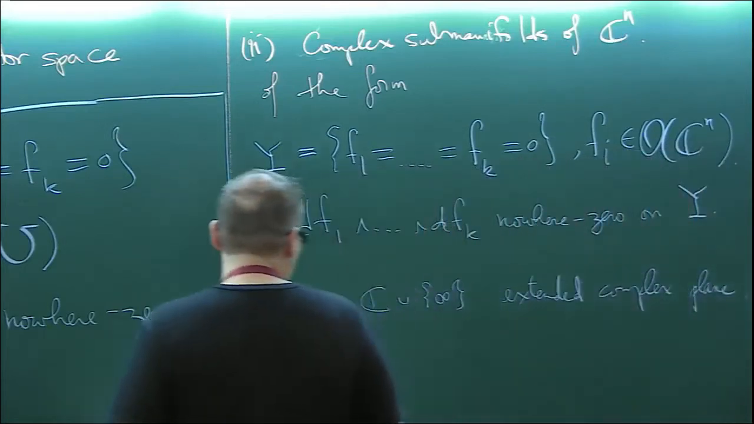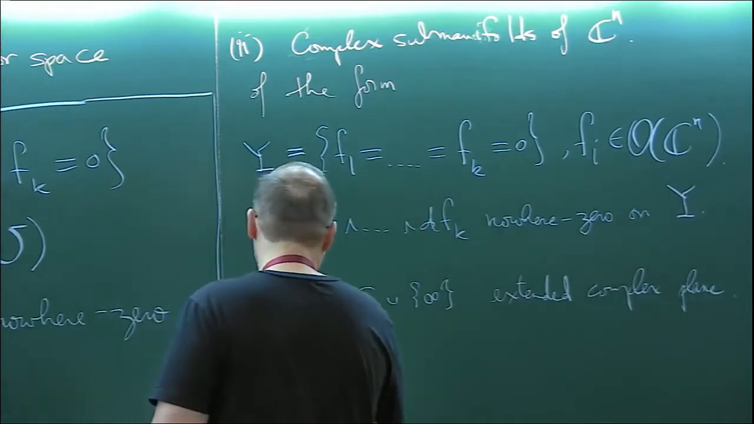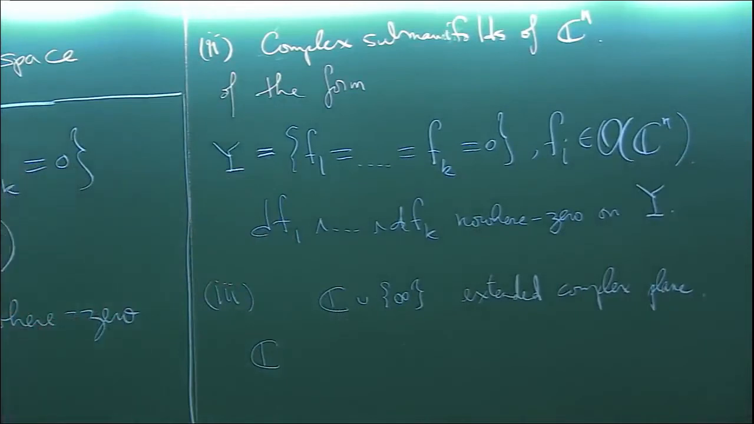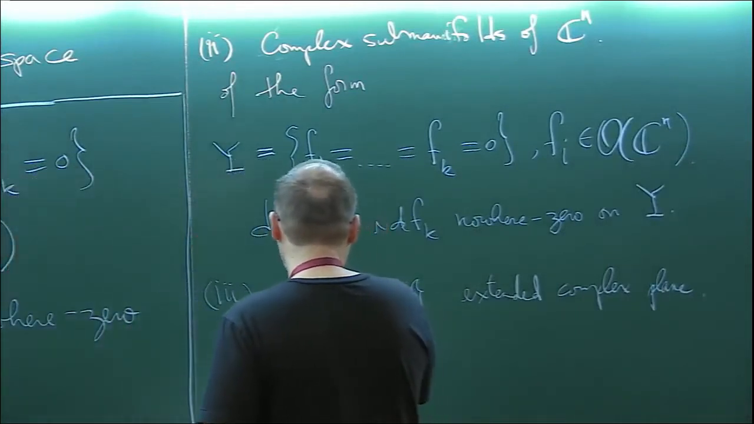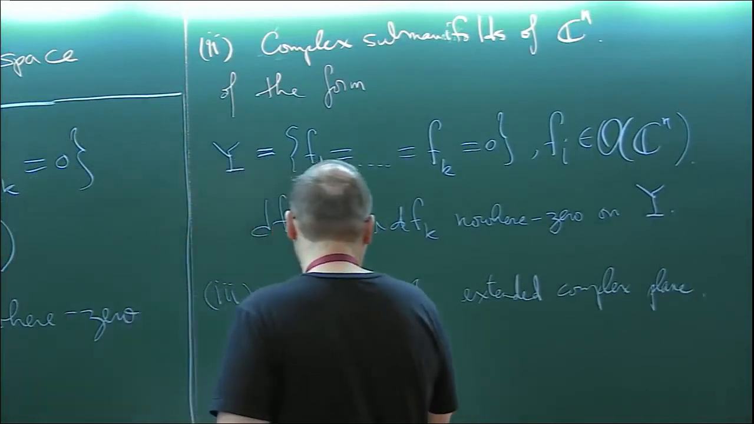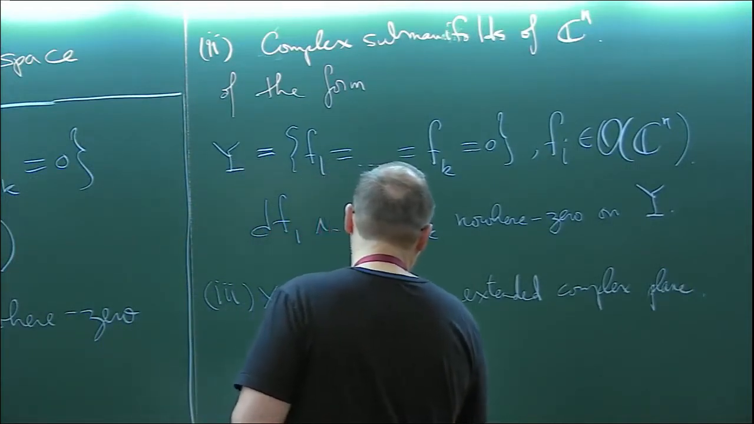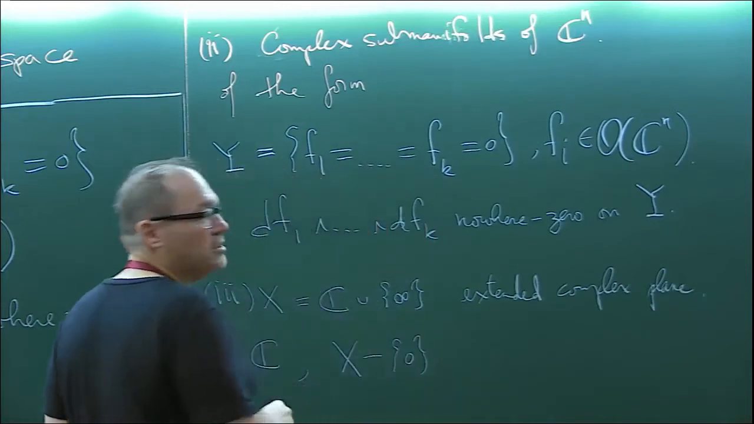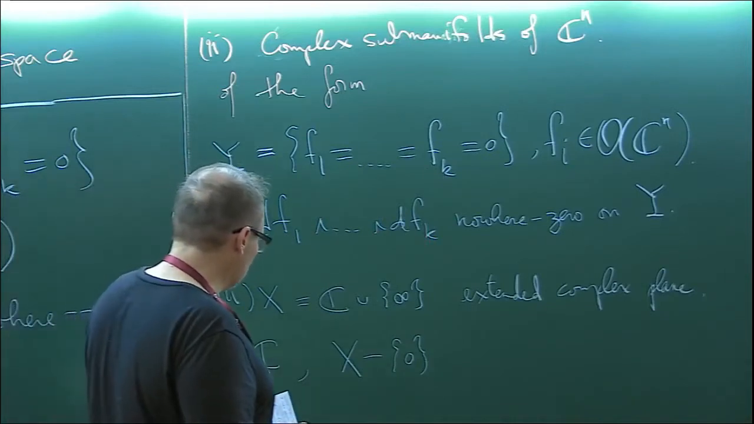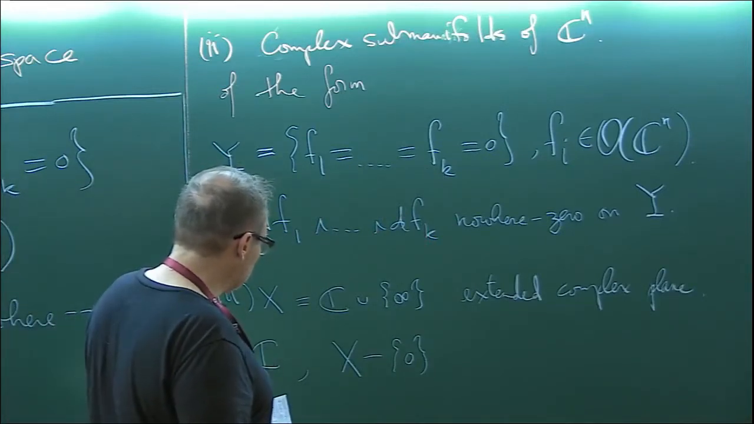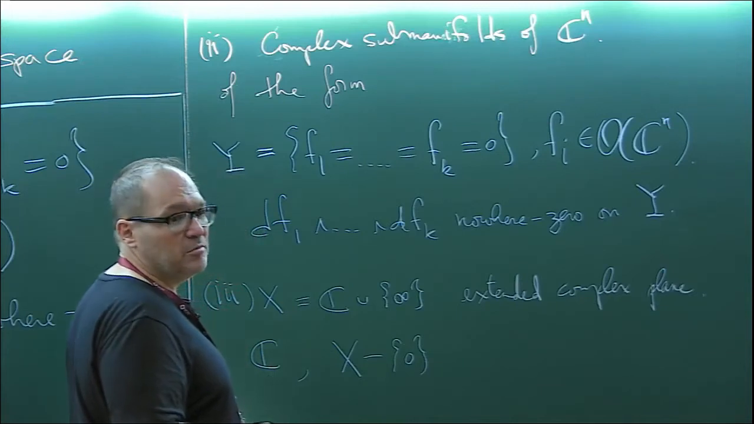And so you can cover it by two charts. You can cover it by C. This is one open set. And then the other one is, so let's call this manifold X, X minus, say, the origin inside C. We could take any point, but the origin is fine. And then the map that sends this part to C is just the identity map.